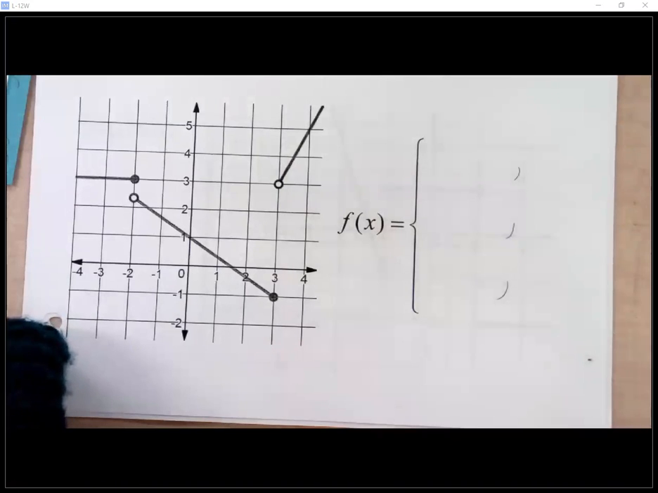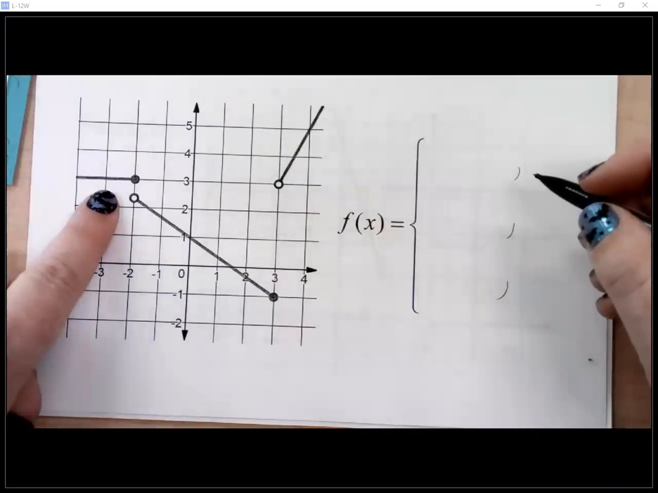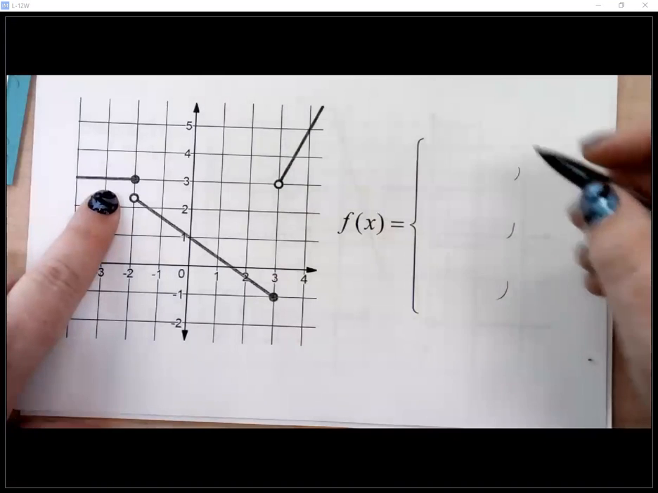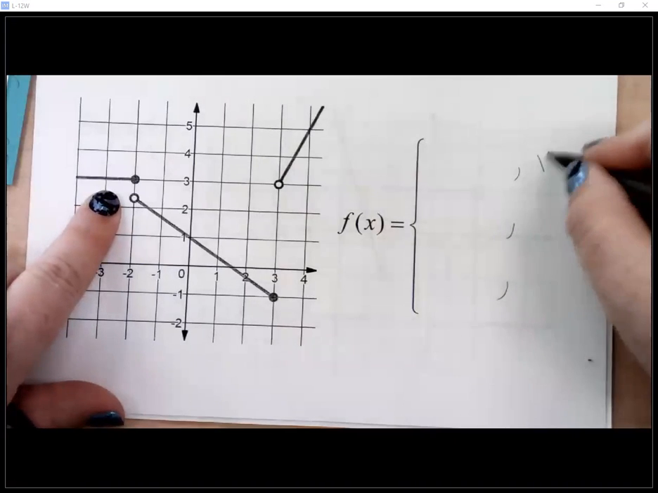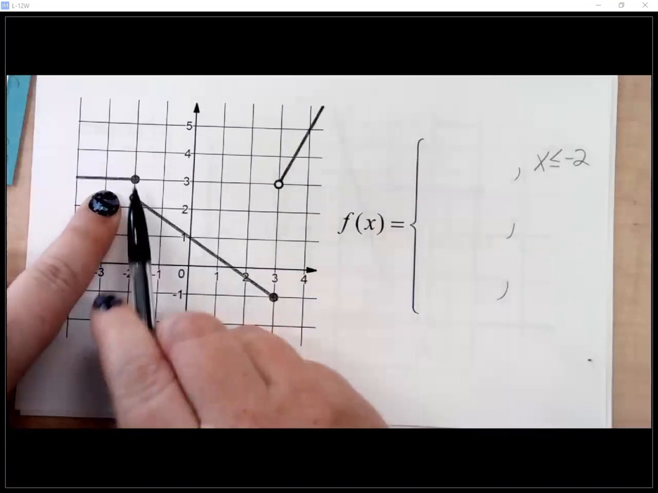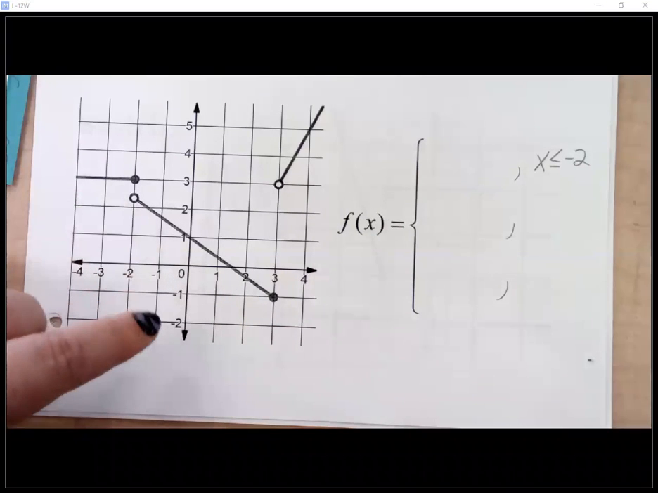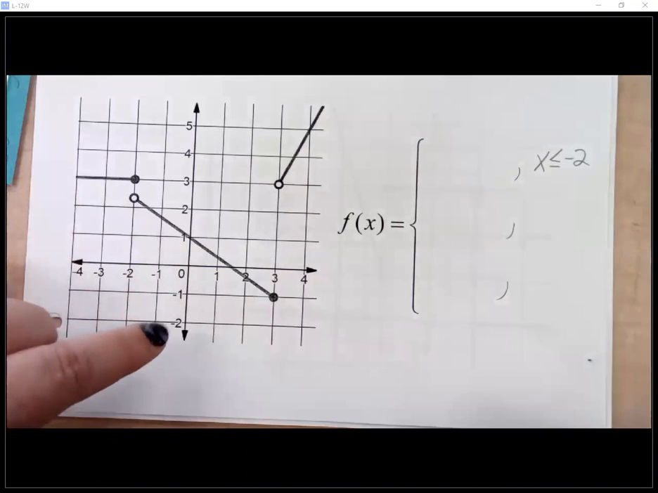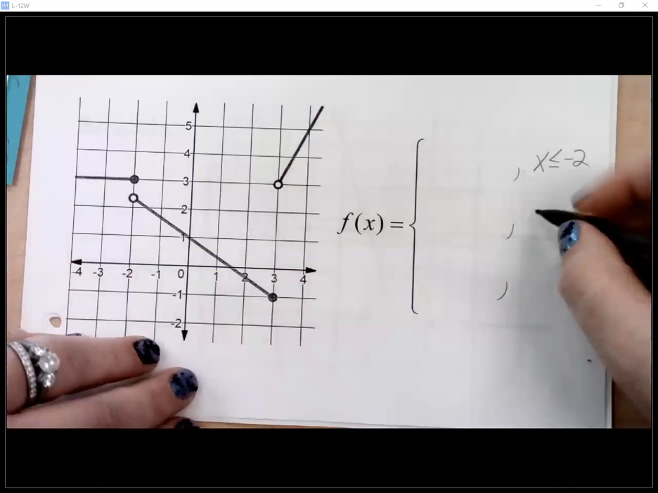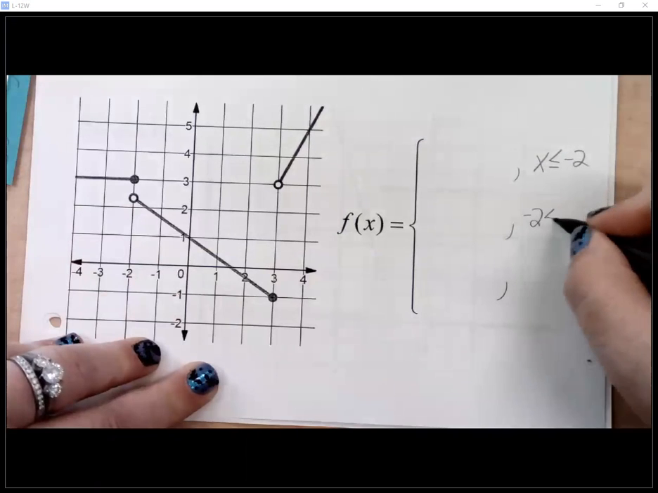Okay, you've got something? Let's start with the restrictions. Where's the restriction for this leftmost piece? Where is this happening? Jake, tell me. X has to be less than or equal to -2. Correct. Less than or equal to, because this has a closed dot at -2. That's how I know it's the or equal to. The middle piece. Cedric, go ahead. X is greater than the -2, but is less than or equal to.